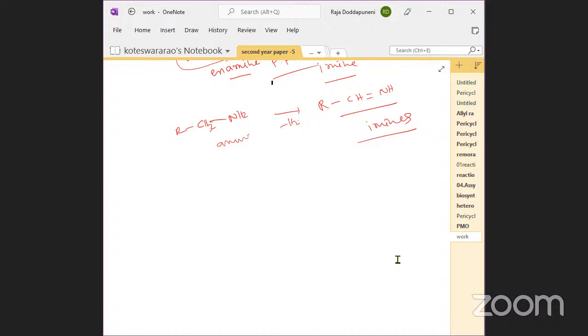But when we come to the photo-Fries rearrangement, we are using only solvent. There is no other reagent used in the reaction. That is an environmentally friendly reaction. This is the first thing.